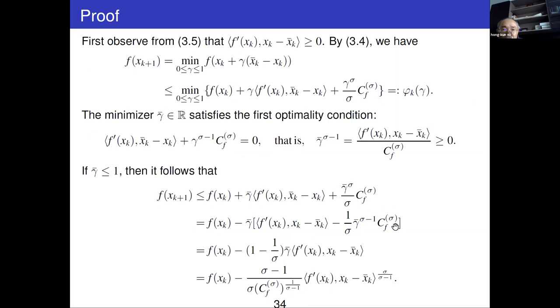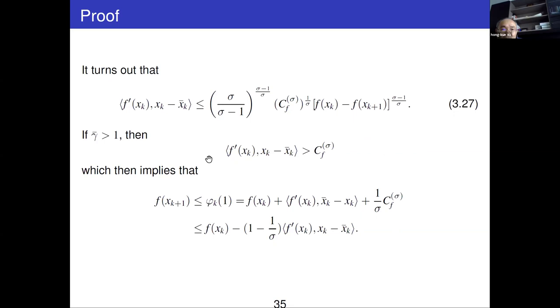Okay, then I have to consider two cases, because I want to minimize phi k, but gamma has to be restricted to the interval 0, 1. So the gamma bar here may be bigger than 1 or smaller than 1. So I have to consider the case where gamma bar is bigger than 1 or smaller than 1.